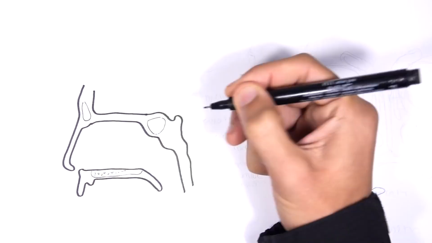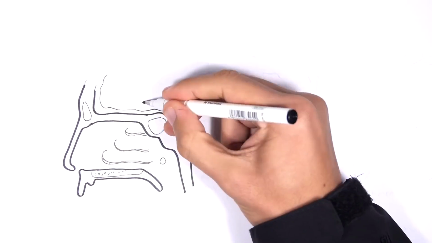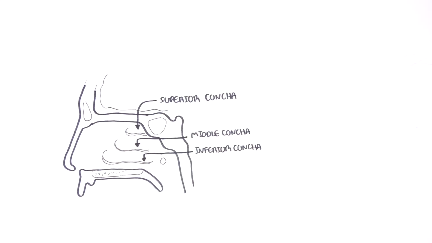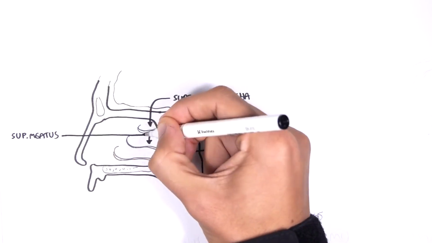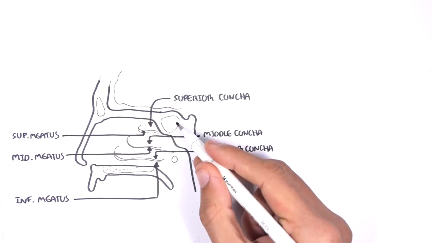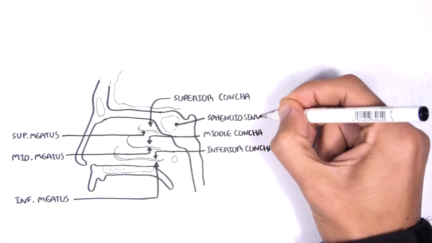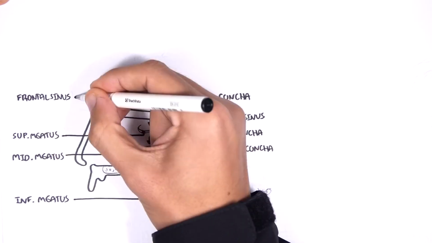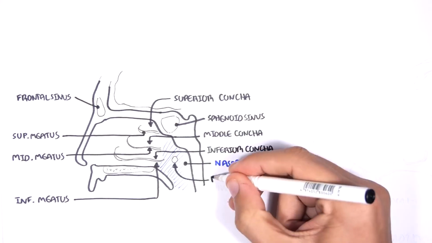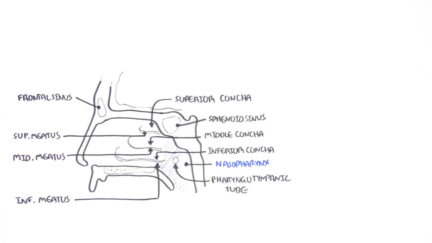Let's recap again the anatomy. Here is the superior concha, middle concha, inferior concha. And behind each concha, you have the meatus. So here you have the superior meatus, middle meatus, and inferior meatus. Here is your sphenoid sinus and frontal sinus. This is your nasopharynx, and remember the pharyngotympanic tube drains here from the middle ear.